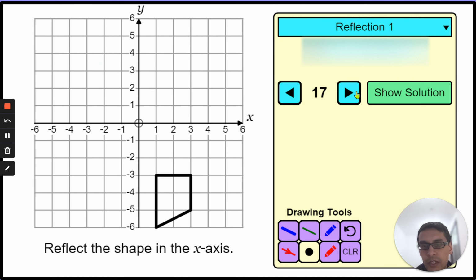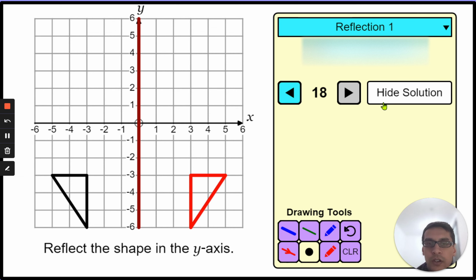Okay, second to last question, reflecting in the x-axis. You can see you're going to be reflected up here. So I'm just going to show you the answer to this one. And then the last question, reflecting in the y-axis, so reflecting in this line here. So this is now going to end up as a triangle down there. Those are your answers. So hopefully that's got you enough practice with reflections. We'll continue looking at more transformations.